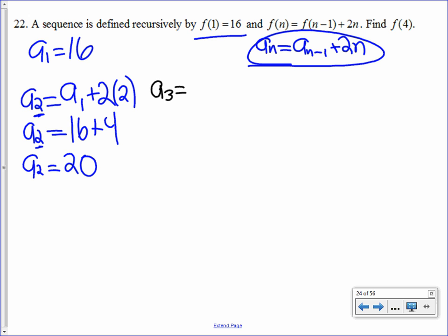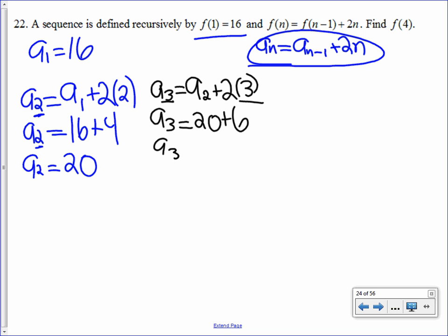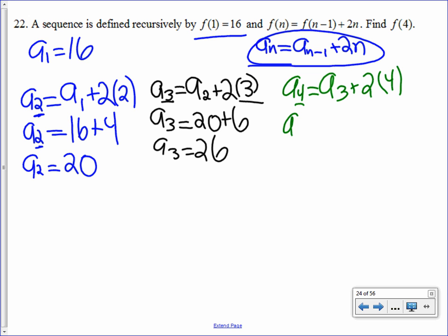Now that I found the second term, I find the third term. A sub 3 equals, well, a sub n minus 1 is a sub 2 plus 2, n is, in this case, 3. N is, again, the term that you're finding. A sub 3, well, a sub 2 is 20 plus 6, which is 26. And finally, now that I have the third term, I can find the fourth term. That's a sub 3 plus 2 times 4. A sub 3 is 26 plus 8. The fourth term is 36.